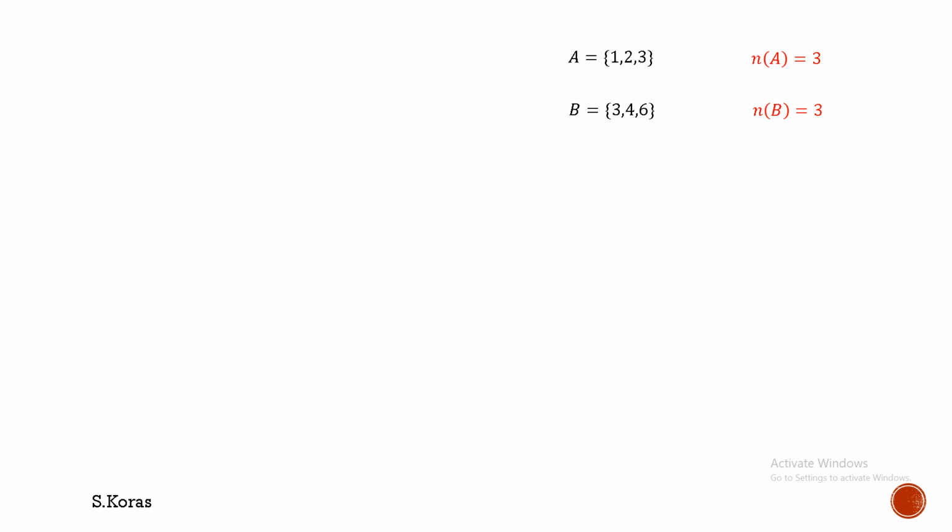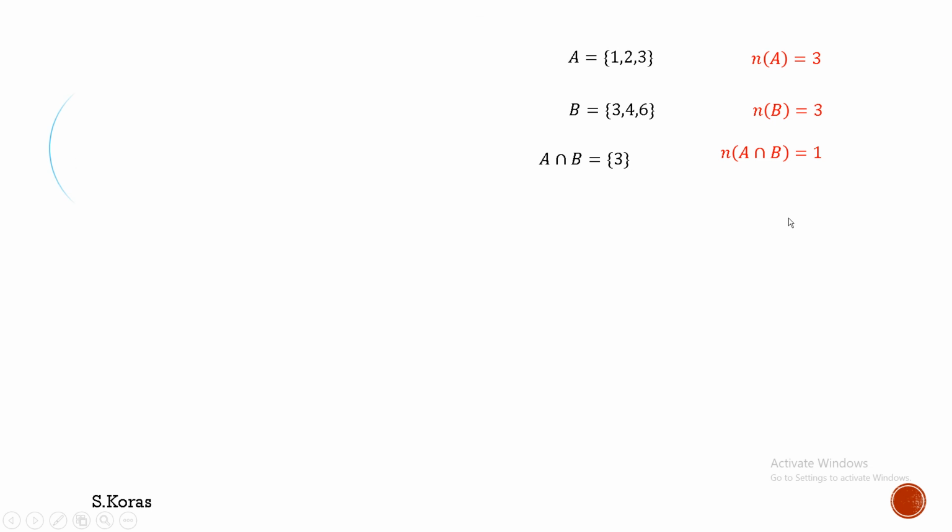And let's now try to find A intersection B. If you find A intersection B, the element which is common to these two sets is 3. So A intersection B is equal to {3}. So n of A intersection B, that is the number of elements in the set A intersection B, is 1. So this is the original data.